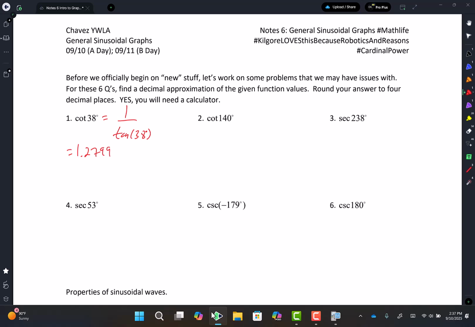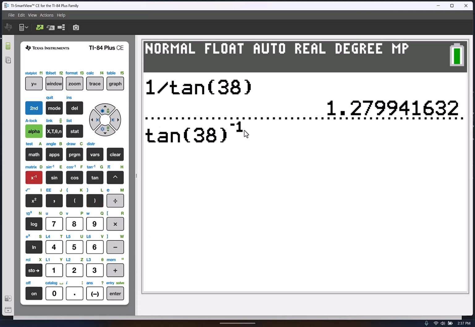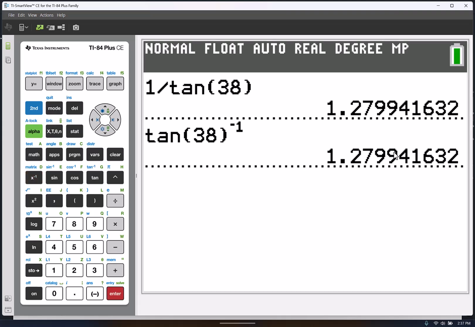You could also get it another way. There's a button called the reciprocal button. It's this one right here. So you can push tan 38 and then close it. And do you see this button right next to the sine that says x to the negative 1? That's called the reciprocal button. You push it and then you push enter. Don't get that confused with inverse. It is not. It's just reciprocal. You push enter and there it is. It just reverses it, 1 over whatever. Do you guys see what we did? Okay, so there you go.